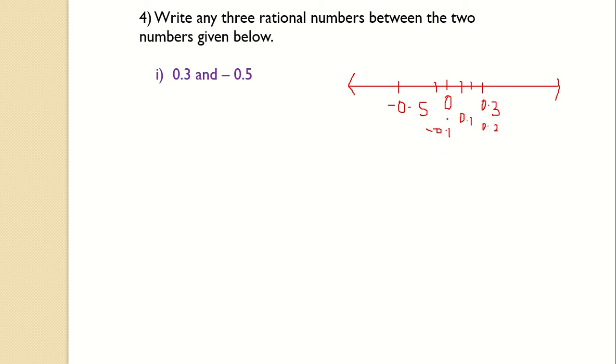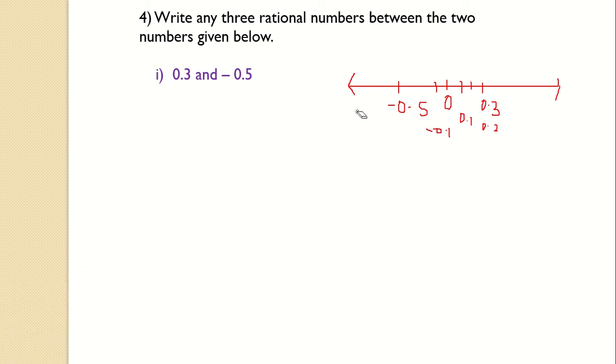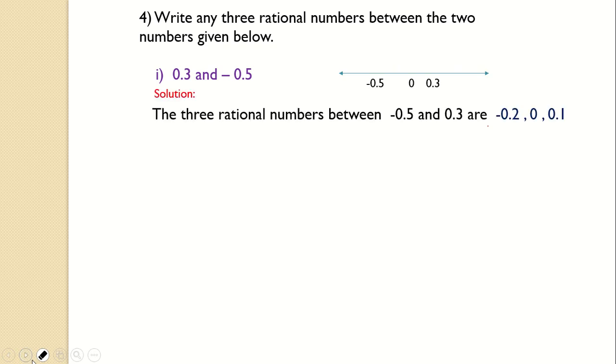So you can write any of these, 0, 0.1, 0.2 or minus 0.1. You are asked to write any 3 rational numbers. So you choose which 3 rational numbers you want to write and just write, that's it. This is nothing much. So the 3 rational numbers between these are minus 0.2, 0 and 0.1. I have chosen these. You choose any, and if you want to choose more, you can.